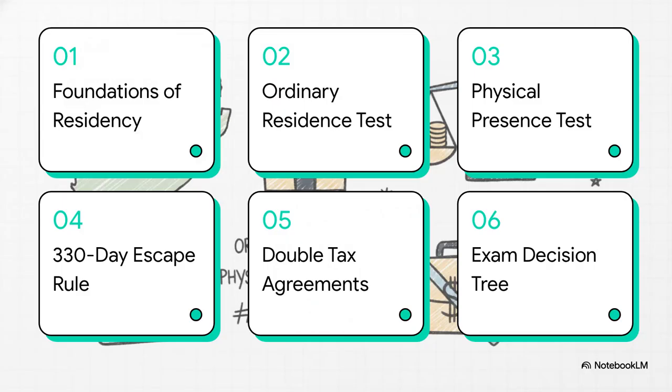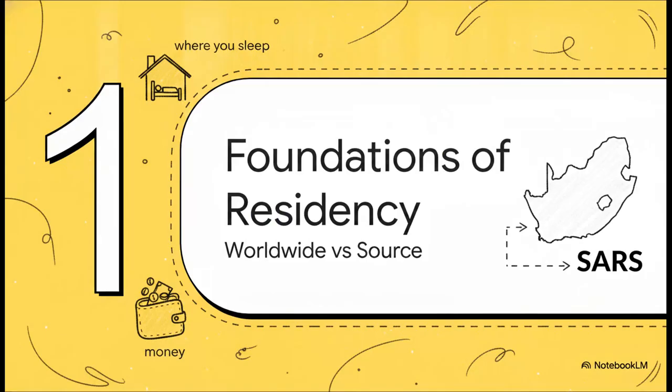We've set up this explainer as a super logical progression. We'll be covering the foundations of tax residency, the ordinary residence test, the physical presence test, the 330-day escape rule, double taxation agreements, and we'll wrap it all up with an exam technique decision tree. Starting off with Section 1, Foundations of Tax Residency.